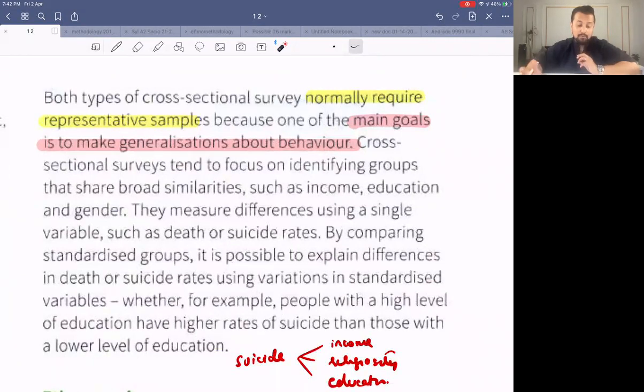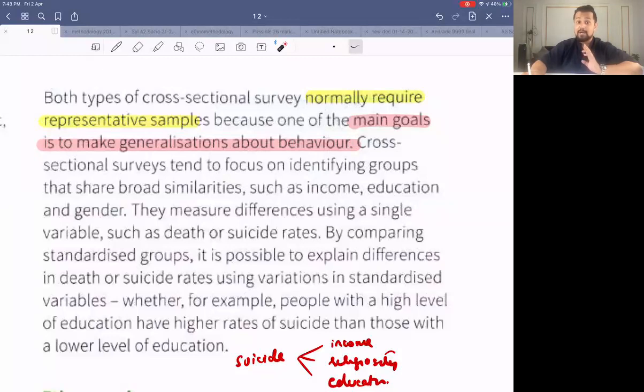Okay, so both types of cross-sectional survey, the quantitative and the qualitative sort, normally require a representative sample because one of the main goals is to make generalizations about behavior. Cross-sectional surveys tend to focus on identifiable groups that share broad similarities such as income, education, and gender. They measure differences using a single variable.